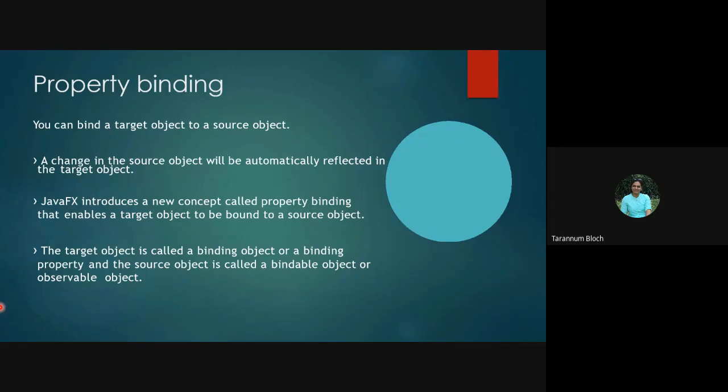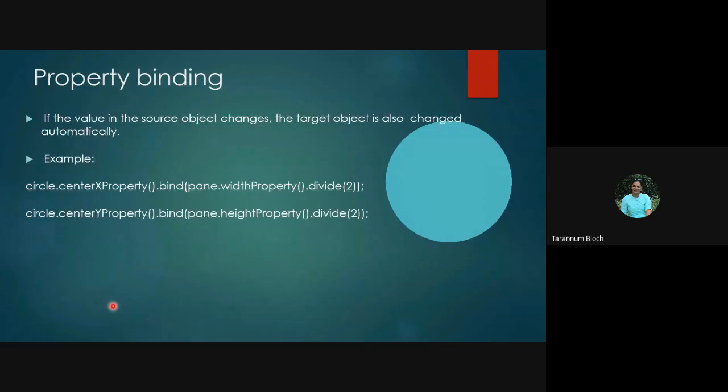So JavaFX introduces a very new way to bind properties that enables your target object to be bound to a source object, right? The target object is called the binding object or binding property, and the source object is known as the bindable object or observable object, right? These are just second names for the target object and the source object, right?